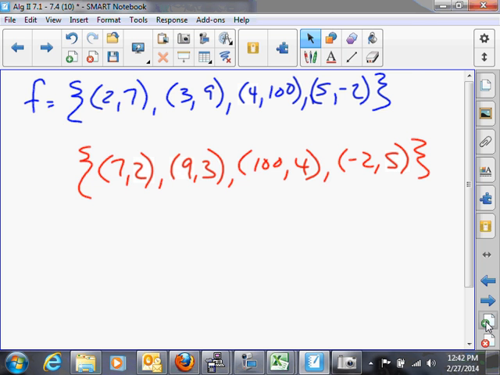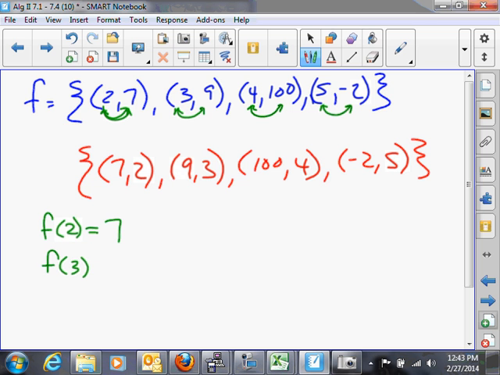What I did was I took each ordered pair and exchanged the x member with the y member. See now, I don't want to belabor this point, but I'm going to anyway. See, if 2 was the input, in other words, if I gave f 2, it would give me 7. See, because when the input is 2, the output is 7. If I gave f 3, it would give me 9, etc.